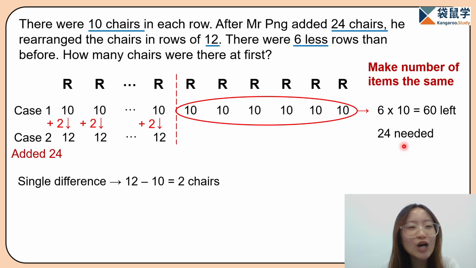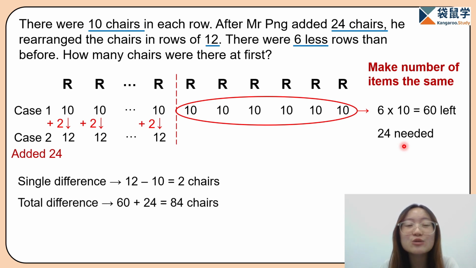So what will be the total that we will need more in case 2? It will be 60 plus 24. And we can call this the total difference. So 84 will be the difference between the total over here and the total over here. So since there is 84 more chairs in total and each row needed 2 more chairs, how can we find the number of rows over here?